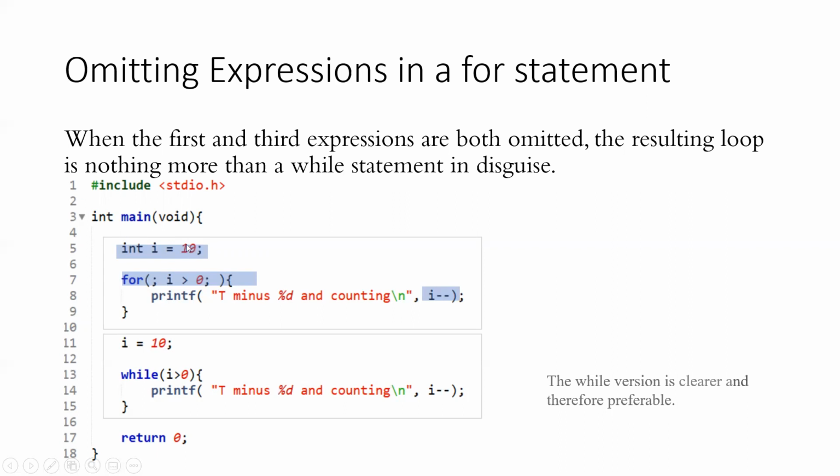So the initialization is done before, the condition is evaluated before the loop body, and then the update is included inside the loop body. But this one is quite unreadable. So the while version is clearer and therefore preferable. Okay.